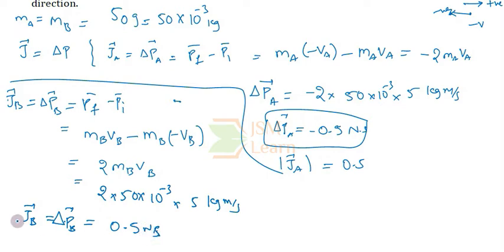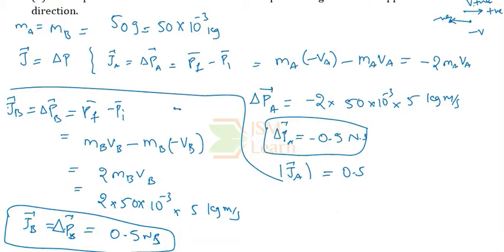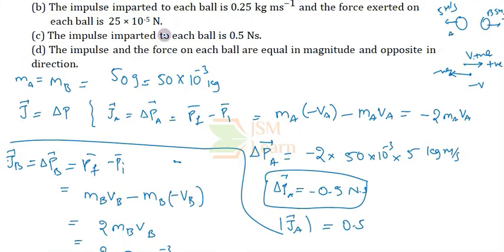Newton seconds. Here you can observe that the impulses of ball A and ball B have the same magnitude, but their signs are different. Here it is negative, here it is positive. That implies that the impulse imparted on each ball has the same magnitude, but the impulses imparted are in opposite directions. This is our first conclusion. So from here, we can say that the impulse imparted on each ball is 0.5 Newton seconds.